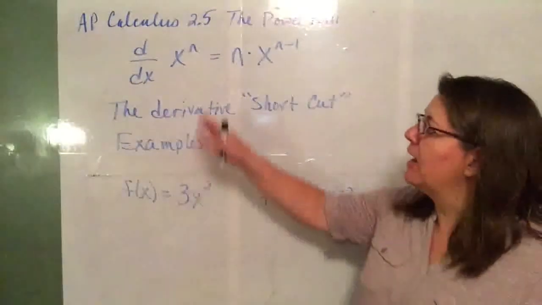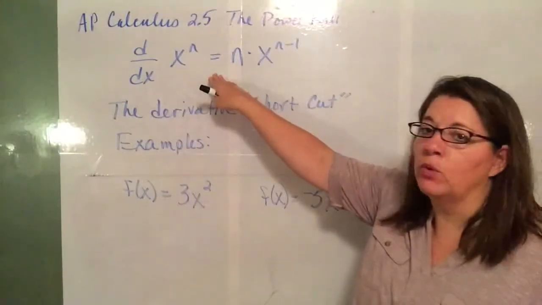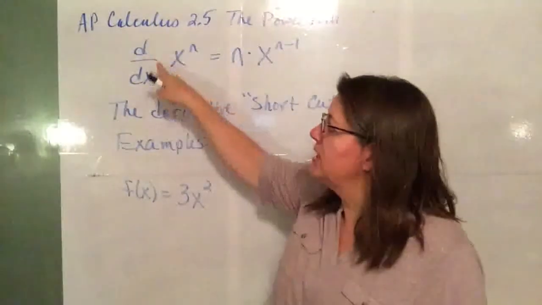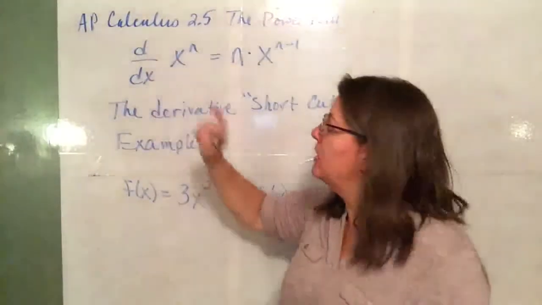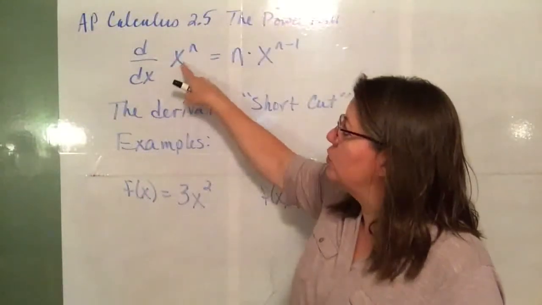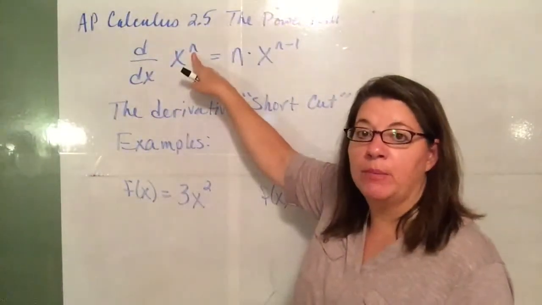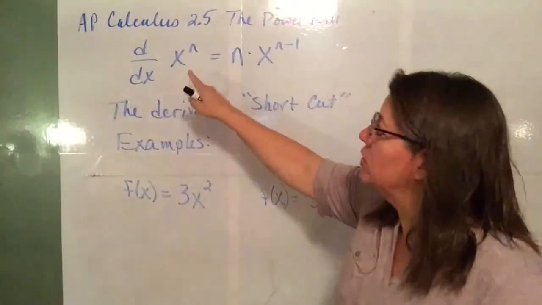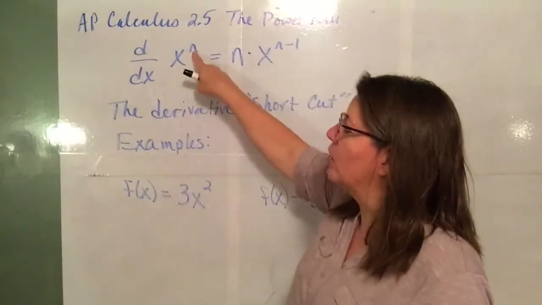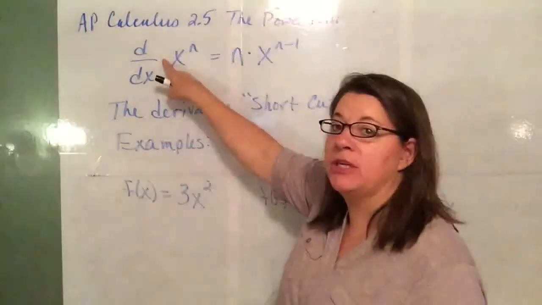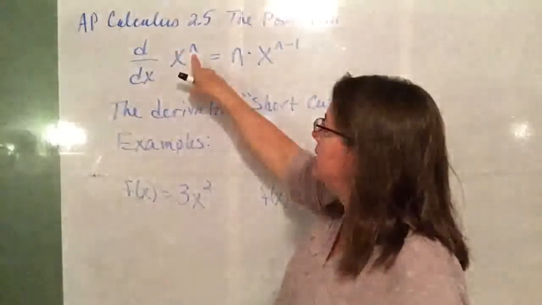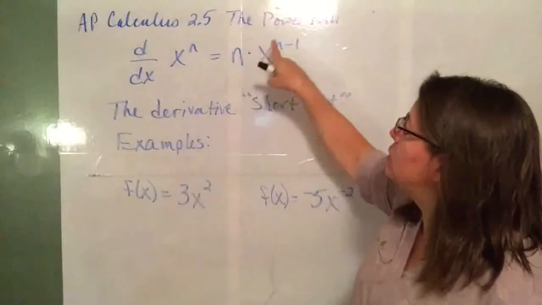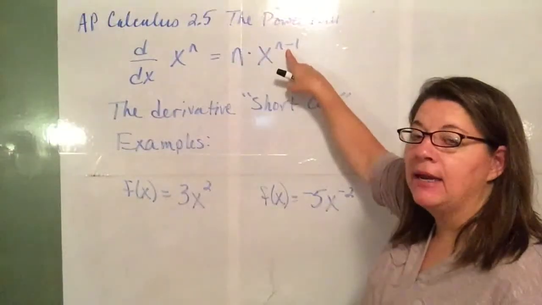So here we have the derivative formula for the shortcut rule, or for the power rule. And remember, d over dx means the derivative of, okay? So the derivative of x to the nth power, n is any real number, okay? The derivative of that is, what you're going to do is take that power and multiply it by the coefficient of your variable. So n times 1 is n, okay? And then we're going to decrease the power that we had by 1.